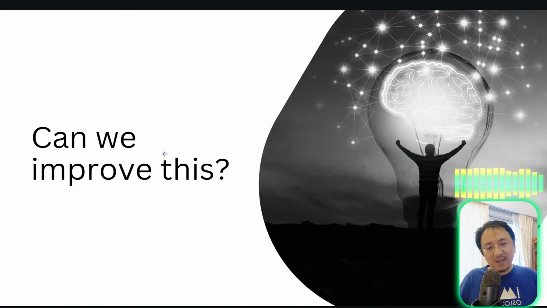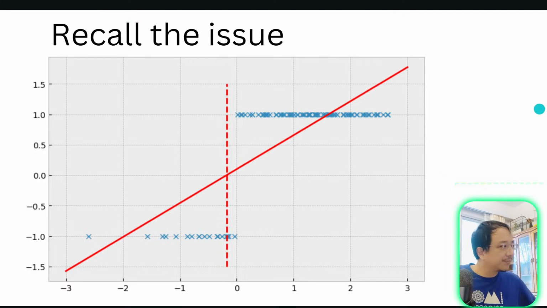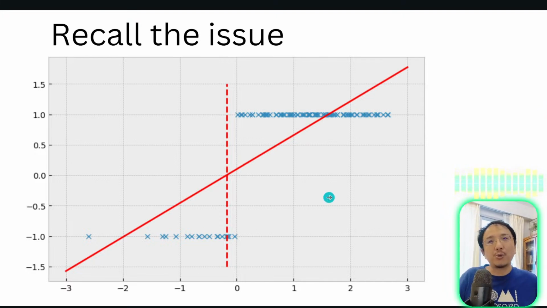Can we improve this? Yes, we can. Another way to do that is to use logistic regression. I think today we are only going to cover logistic regression. The support vector machine will be covered next week. That is a more reasonable way to do that. So I'm going to talk about logistic regression.